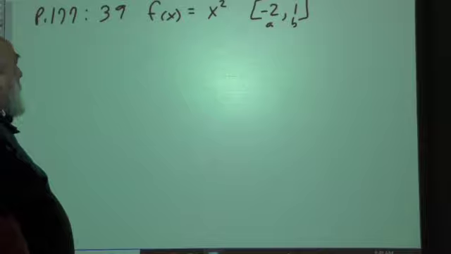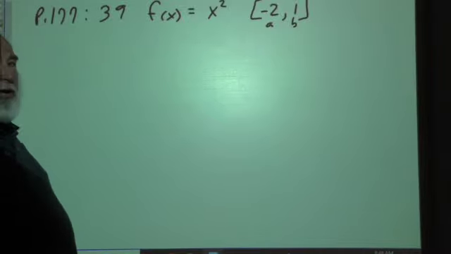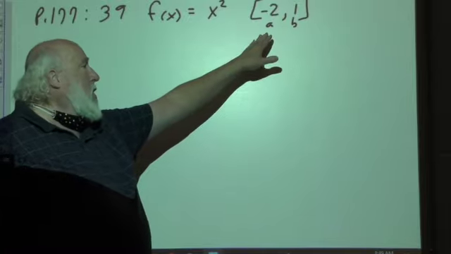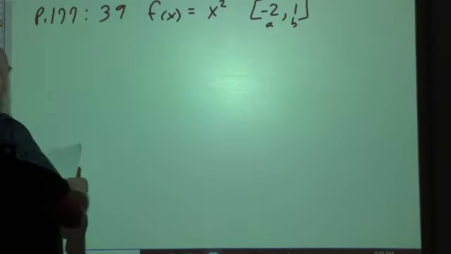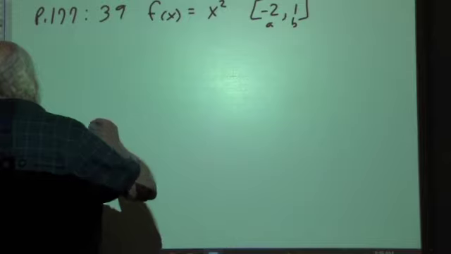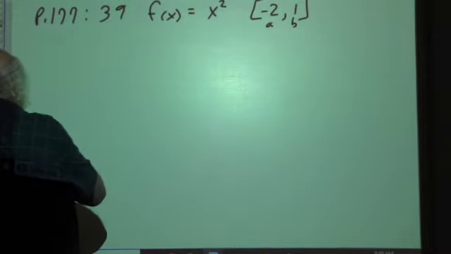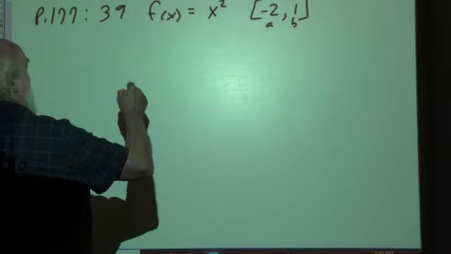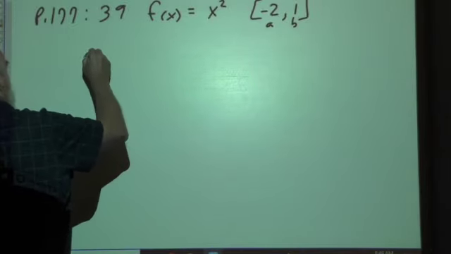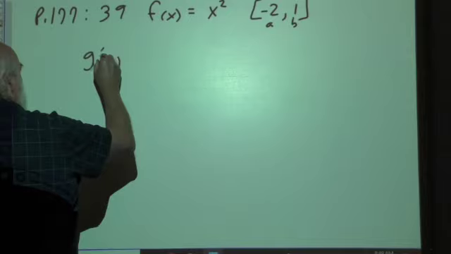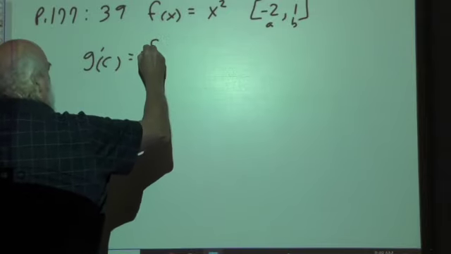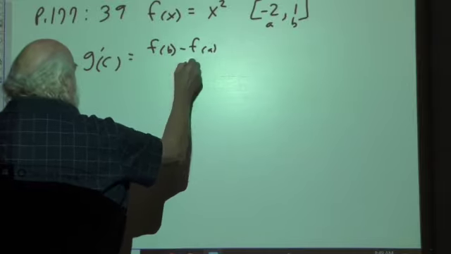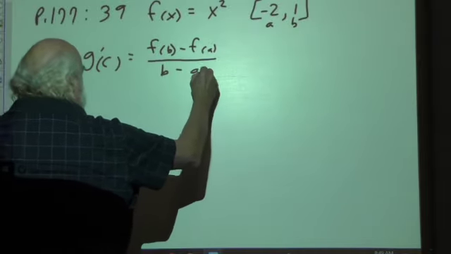Problem number 39, and we're given a function f(x) = x squared in the interval of -2 to 1. So a is -2 and b is 1. And so what we're going to do is find g of c, the slope, using f(b) minus f(a) over b minus a.